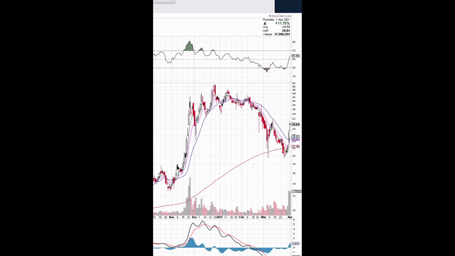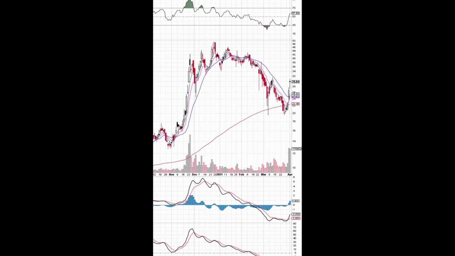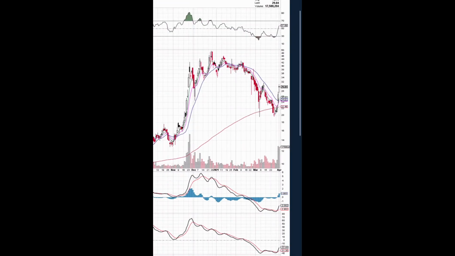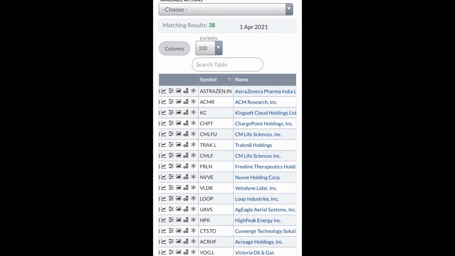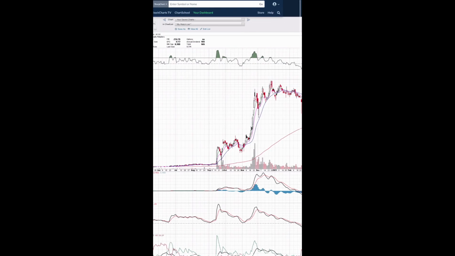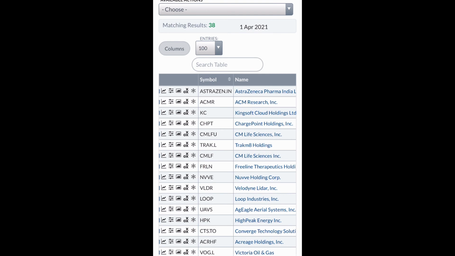You can see that the volume has jumped up here. So this might be a stock that you might want to consider trading. Let me make sure. Yeah, for trading, not for investing.